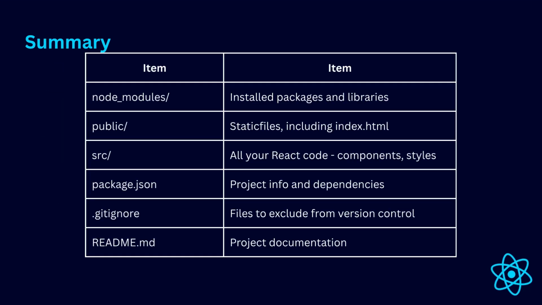Here is a quick summary. node_modules: installed packages and libraries. public: static files including index.html. src: all your React code, components, styles. package.json: project info and dependencies. .gitignore: files to exclude from version control. README.md: project documentation. And here is a best practice tip.